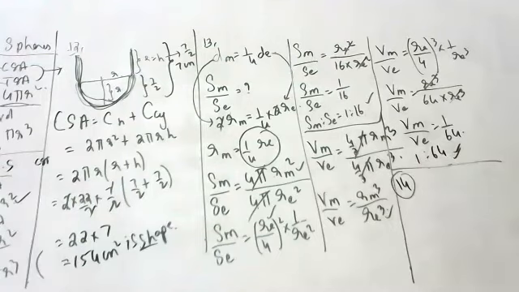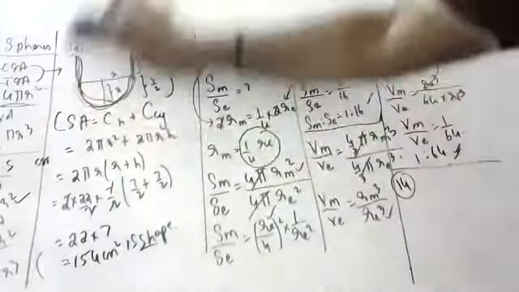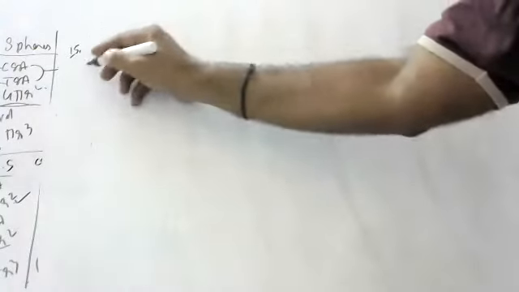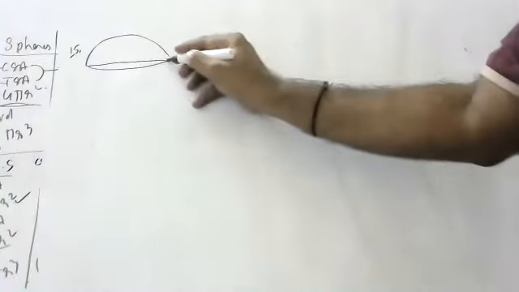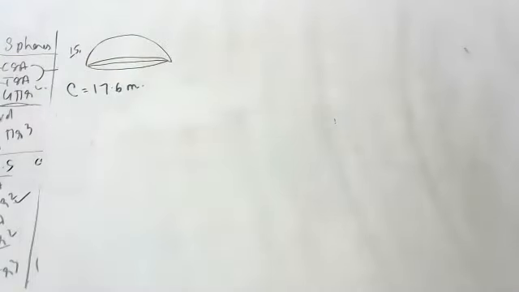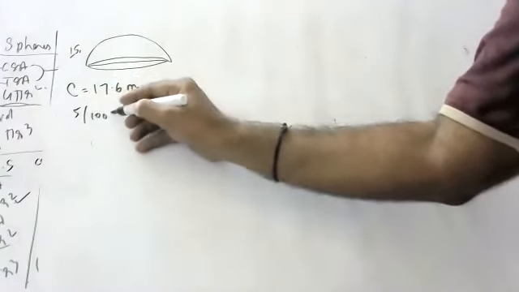Okay, the next one. The hemispherical dome of a building needs to be painted. The circumference of the base is given. I will help you. Aisha, are you there? Yes, sir. See, there is the circumference. He is saying that this is the circumference of the base of the hemisphere. Find the cost of polishing at the rate of 5 per 100 centimeters square.